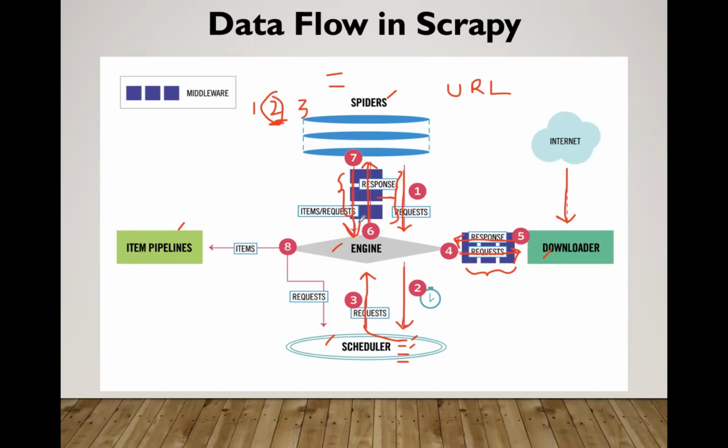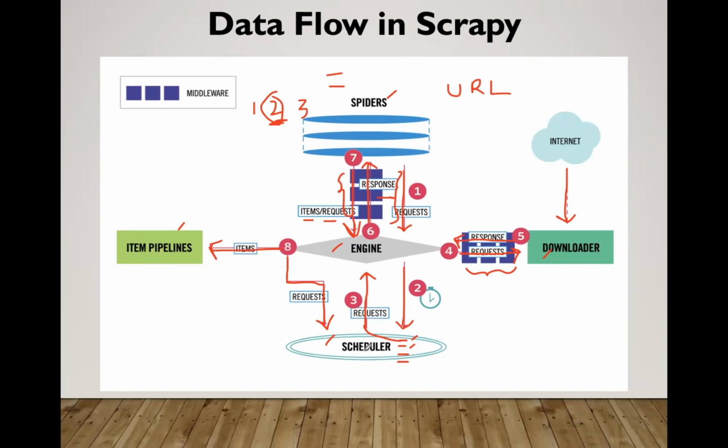Now this engine sends the extracted items to the pipeline. So items or requests will be sent by the spider, right? If it does not have any further requests, then it will send only the items. The extracted items will be stored in this item pipeline. So it can be sent for further processing or for storage. Along with that, if there are any further requests with the spider, those requests will be sent to the engine, and then to the scheduler.